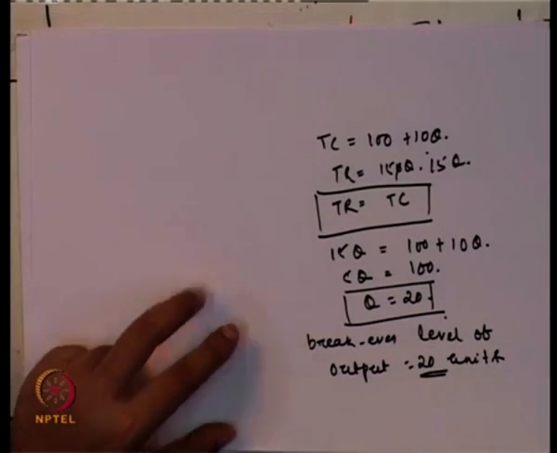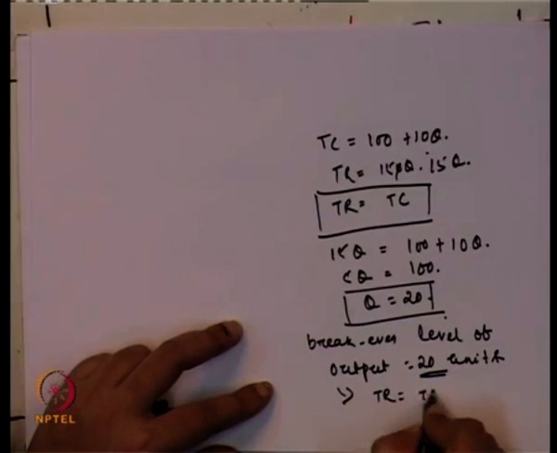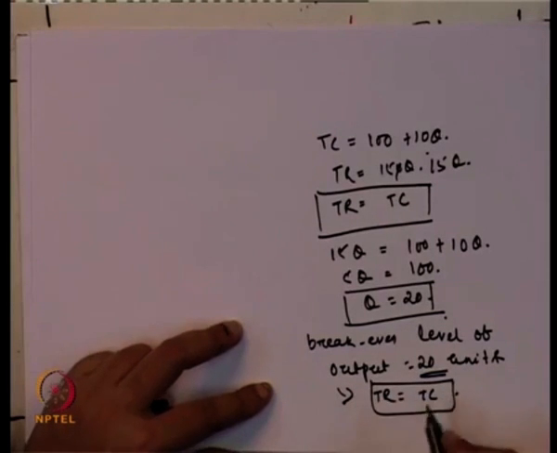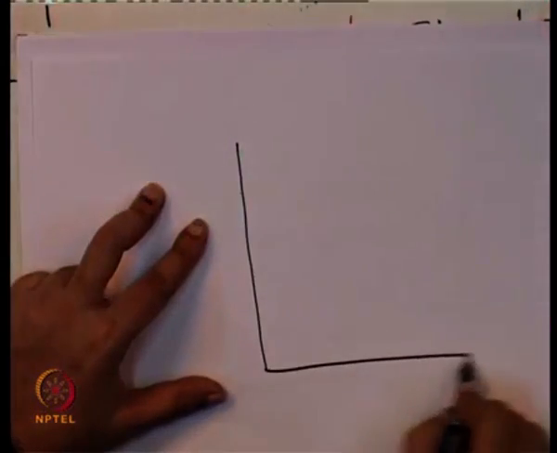Okay. So, this 20 units is what? 20 units can be achieved at total revenue equal to total cost. So, break even is achieved at a point when total revenue is equal to total cost, and the break even output level is 20 units, because this is achieved through the equalization of the break even condition, that is total revenue is equal to total cost.